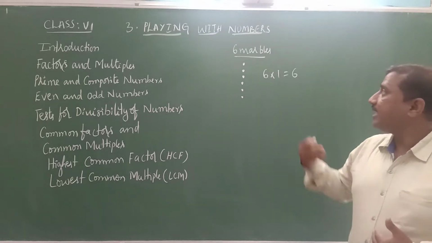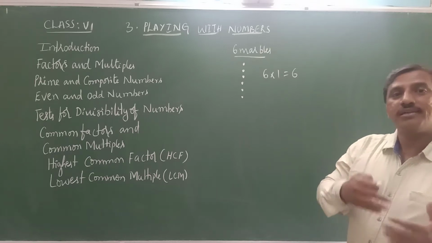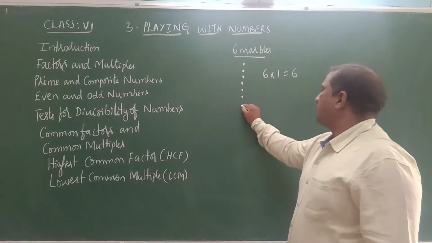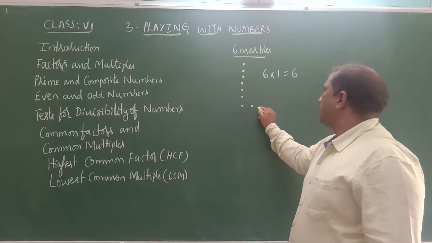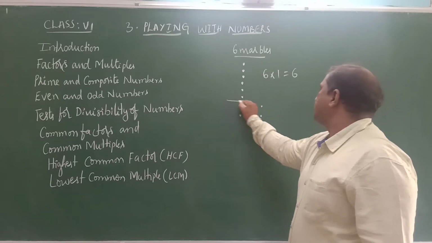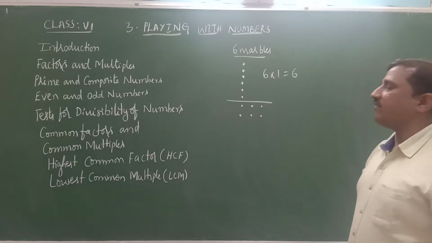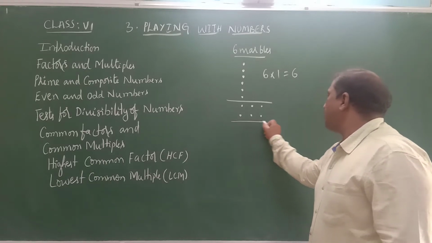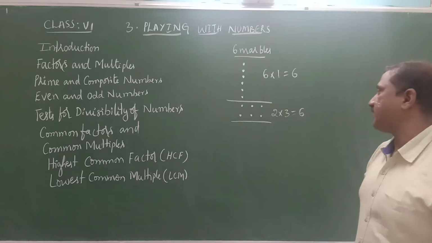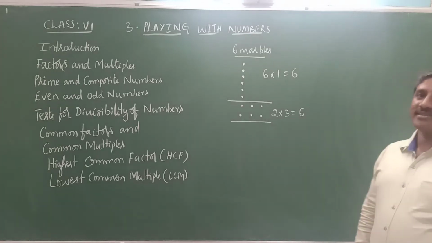Then he arranged these marbles in 2 rows. Each row is having 3 marbles. 1, 2, 3. Again 1, 2, 3. In this we again have 2 rows. In each row, how many marbles are there? 3 marbles are there. So he wrote this as 2 into 3 is equal to 6. 2 rows and the number of marbles in each row, 2 into 3 is equal to 6.